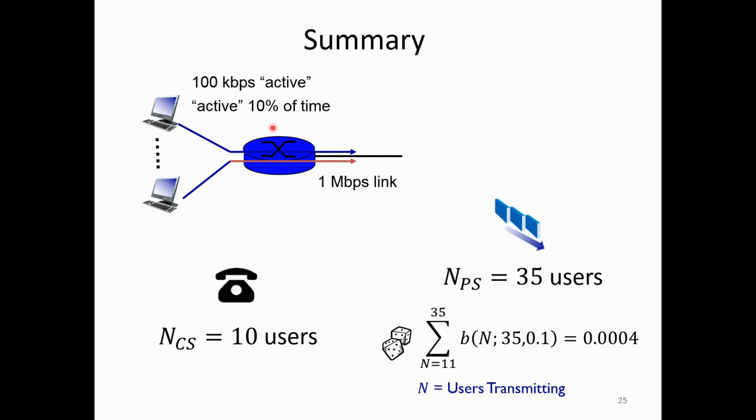For this particular example, notice that the probability of having more than 10 users simultaneously active is very small. That means packet switching provides essentially the same performance as circuit switching, but it does that while allowing for more than 3 times the number of users.